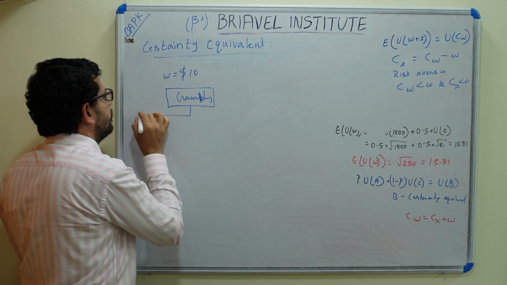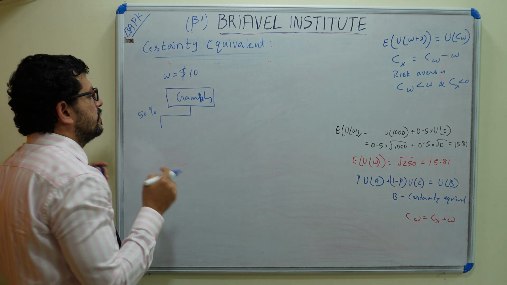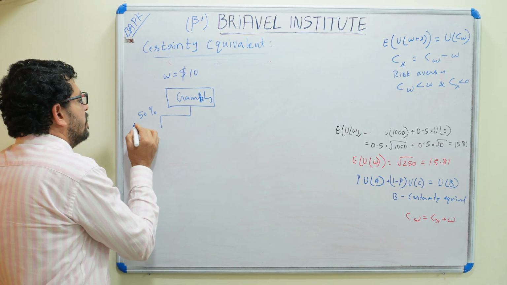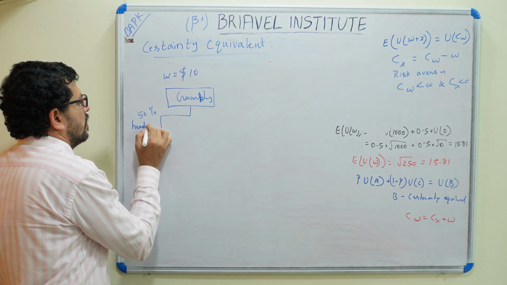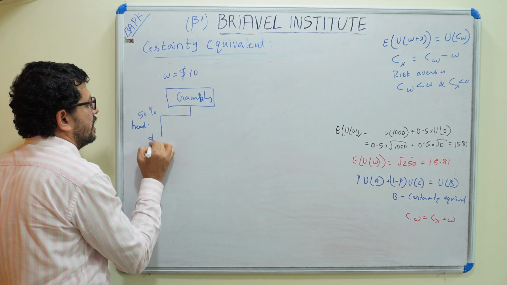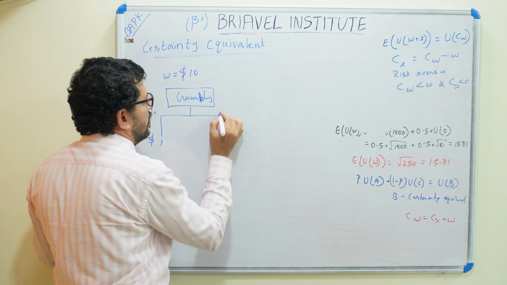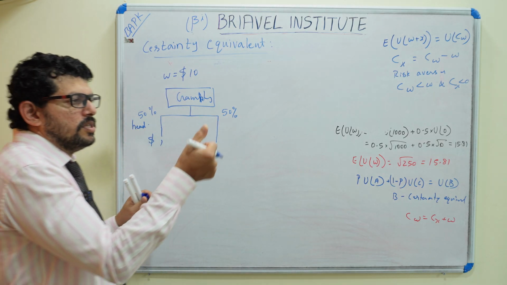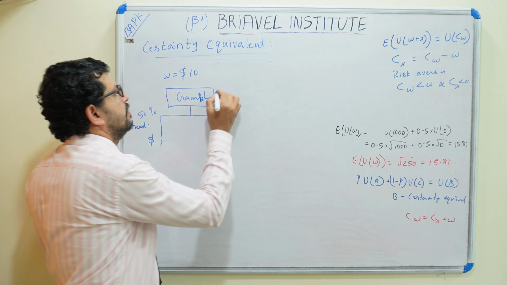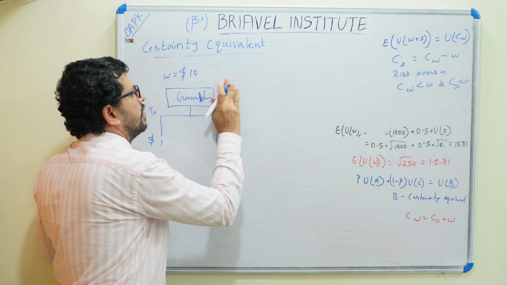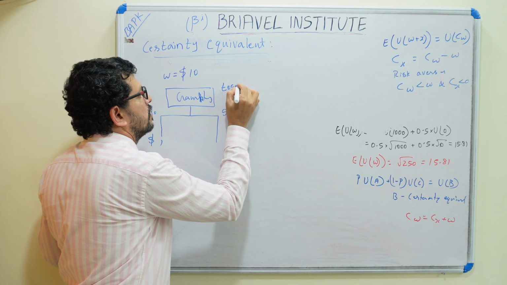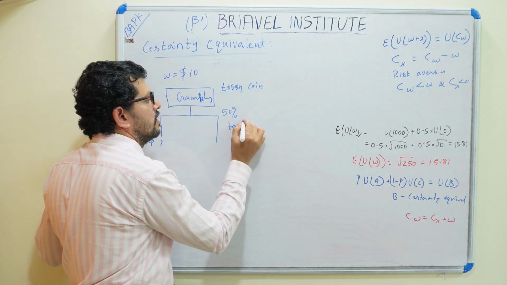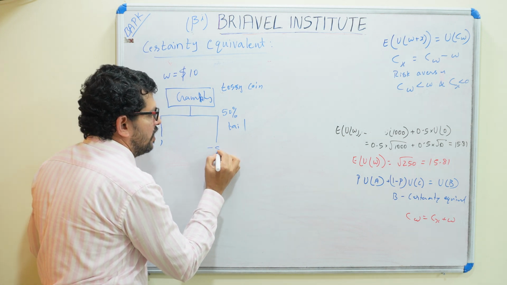I get a 50% chance. If it is a coin toss, the tossing is the gambling. If the coin lands heads, I will get an extra $1, and the chance of heads is 50%. So this gambling we can call tossing the coin. With 50% chance I will get tails, and I will get minus $1.